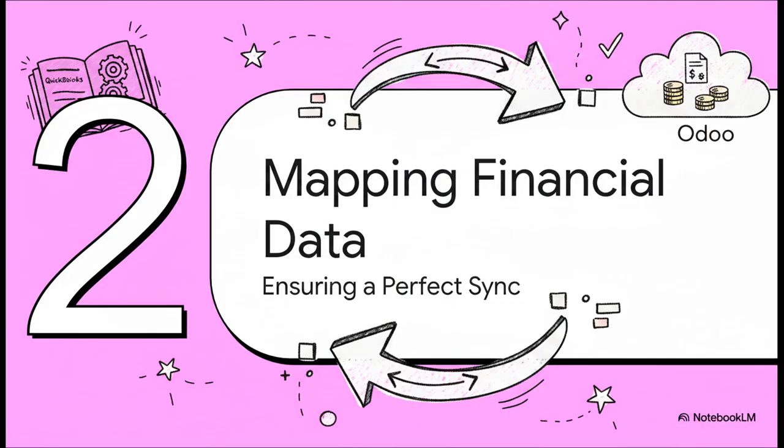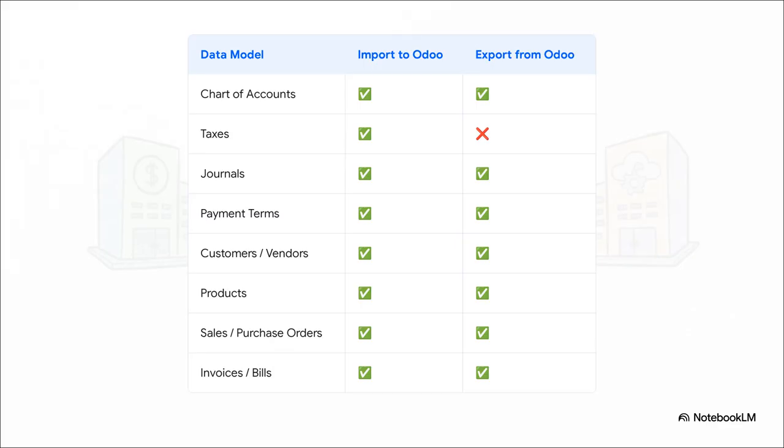All right, now that they're connected, we can get to the fun part, mapping your financial data. This is where we build that powerful two-way street for all your critical info to flow back and forth between the two systems without a hitch. And when I say all your info, I mean it. The synchronization here is incredibly comprehensive.